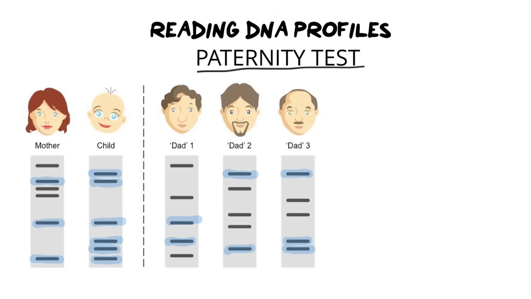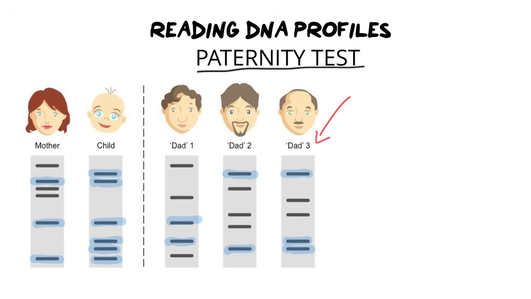Now, looking at the three profiles, who is the father of the child? Well, what we're looking for is the father with the most genetic markers in common, which is going to be dad number three, because he has three markers in common. Now, this is the important bit.